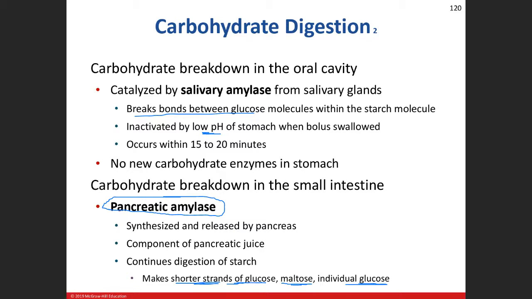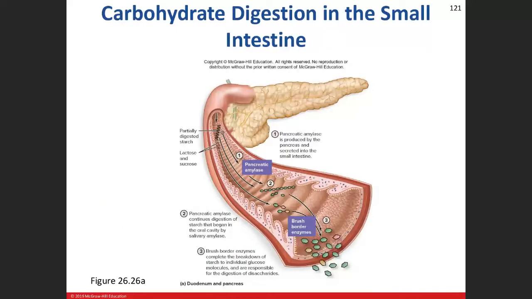Questions about that? Because we're going to start to get a little bit more complicated here in a second. For right now, the only two enzymes that we need to know for carbohydrates are salivary amylase, which, as it tells you, is in the saliva of the mouth and starts breaking down starches there, and pancreatic amylase, which continues the breakdown of those starches in the small intestine. Because now I'm going to throw a couple other enzymes at you here.